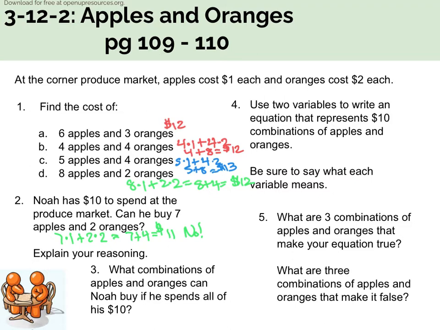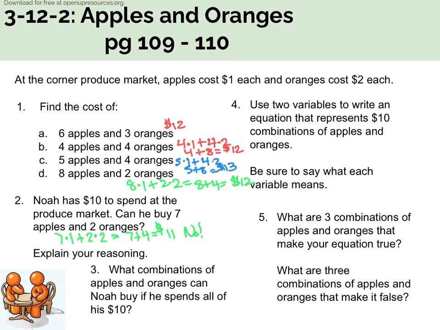Let's look at number 3. What combinations of apples and oranges can Noah buy if he spends all of his $10? You're going to need to pause this and figure that out. There's a whole list of different things, and let's see how many you can figure out.